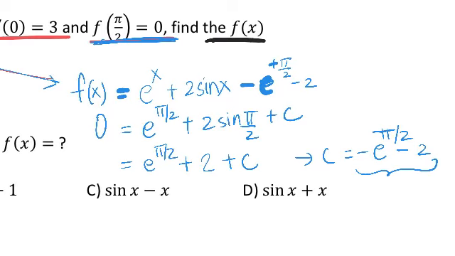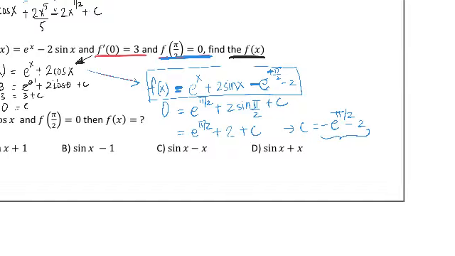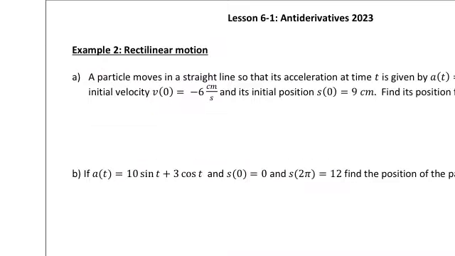Okay, and that'll be my answer. Negative e to the positive pi over 2 minus 2, right? So it's a weird constant, but it is a constant. Okay. So that's the answer there. This next one you can pause and try. It's very similar to the ones we've been doing, and the answer is B. So check that on your own.